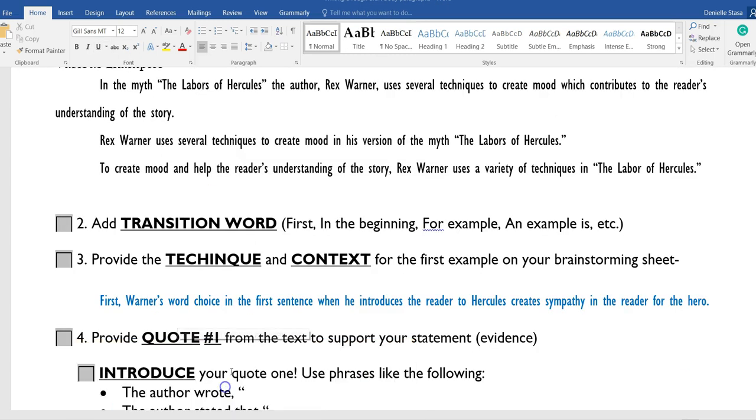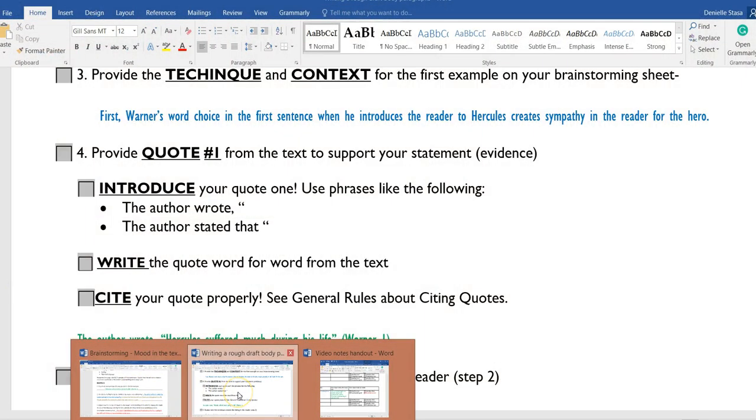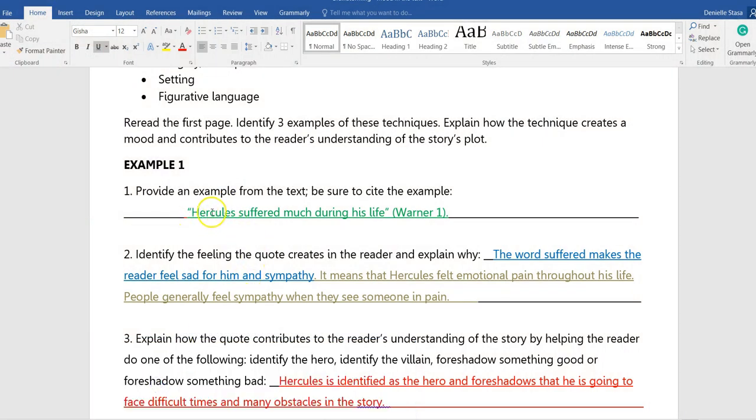Warner's word choice in the first sentence when he introduces the reader to Hercules, so there's your context, right, creates sympathy in the reader for the hero. So I gave the technique, it's word choice, I gave the context, it was the first sentence where we're introduced to Hercules, and what it did for us, it created sympathy. So then I'm going to include my quote, right, and so if I go back to my sheet, that's the very first thing on our brainstorming sheet, right, was my quote.